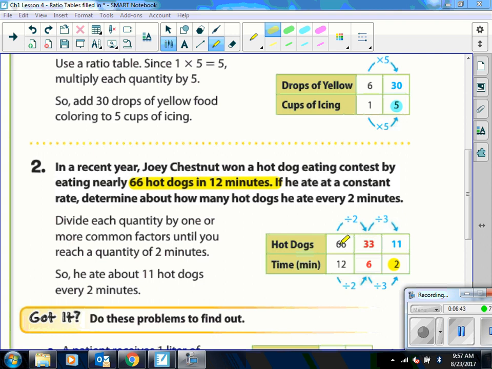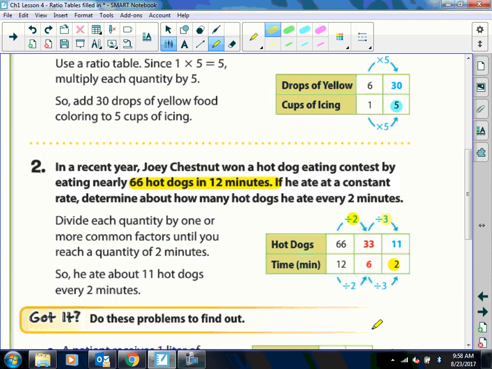Could I just divide 66 and 12 by 6 immediately? I'm dividing here by 2 and 3, right? So that means that I could divide both of them by 6, right? Because 66 divided by 6 is 11, and 12 divided by 6 is 2, right? But what they're doing here is they're just showing you that you can make more than one step to get there.